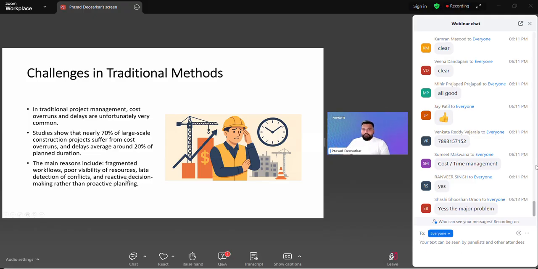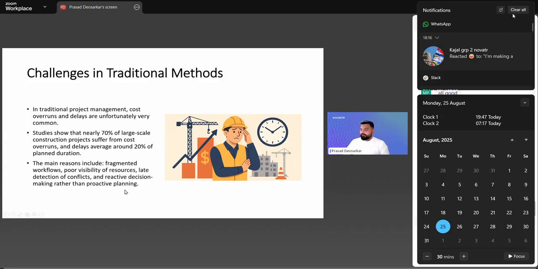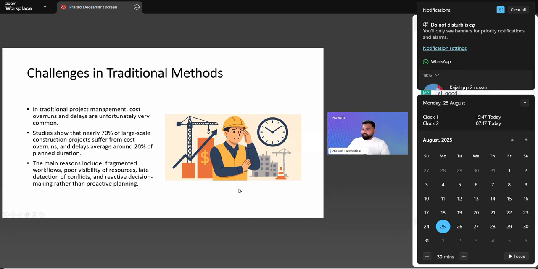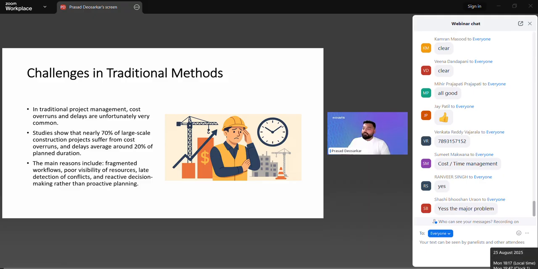And then, generally in projects, we will always see that there is reactive decision making rather than proactive decision making, or proactive planning. What I mean by this is that whenever things go downhill is the time when people start to realize, okay, I need to take certain steps. Whenever there is a delay and then you get scolded by someone, that is the time you take action.